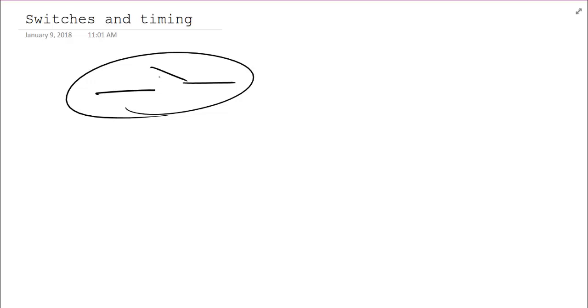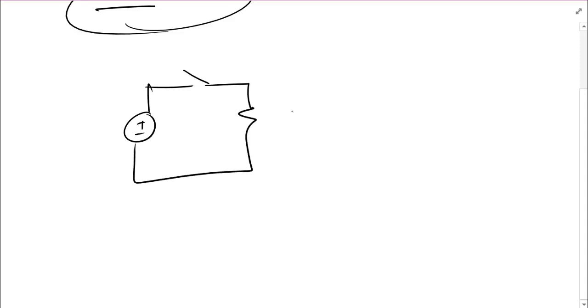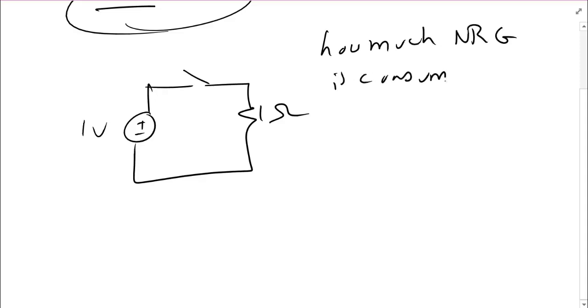So let's take a quick example to see what happens when we are dealing with a time-based problem that involves switches. Here's a circuit, and there's not much to it. This is going to be a resistor and a voltage source. We'll make it a 1 ohm and a 1 volt. And we would like to know how much energy is consumed by the resistor.